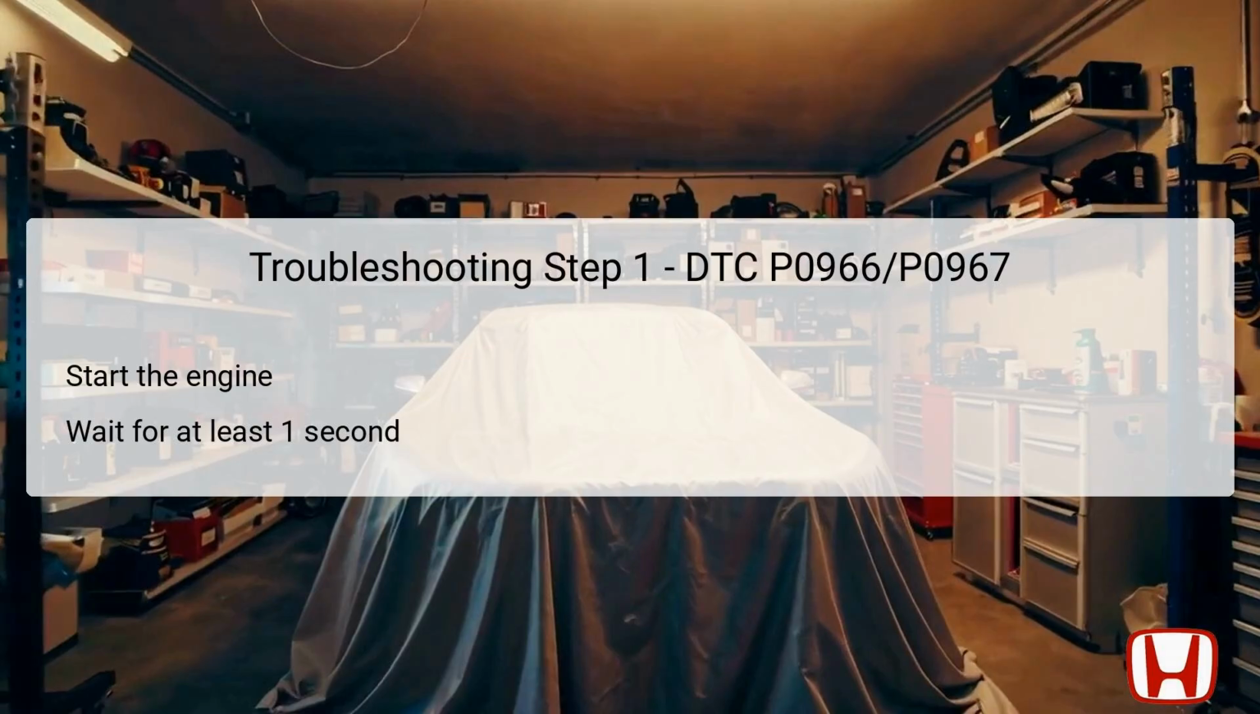The first step in troubleshooting DTC P0966 and P0967 involves starting the engine and allowing it to run for at least 1 second. This step is crucial as it initiates the operational cycle of the transmission components, enabling the TCM to evaluate the functionality of the CVT-driven pulley pressure control solenoid valve under normal conditions. By establishing a baseline state, any abnormalities in the voltage or current flow can be detected more effectively.